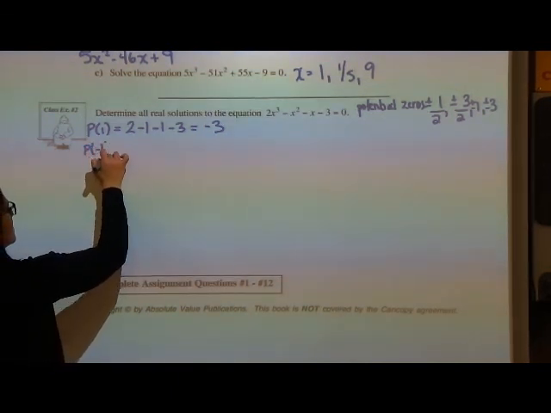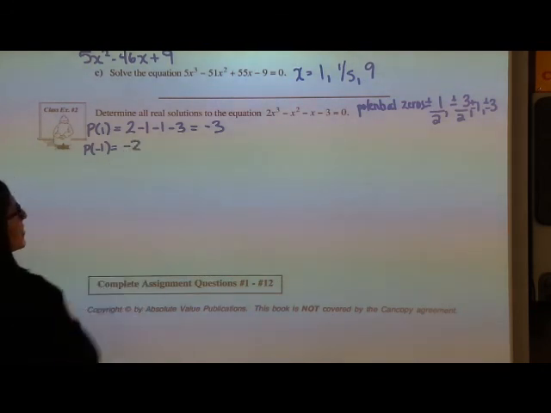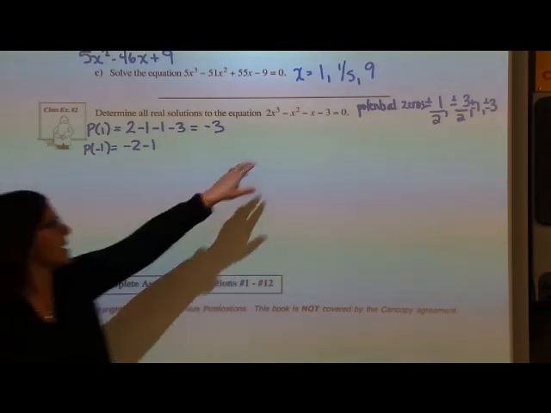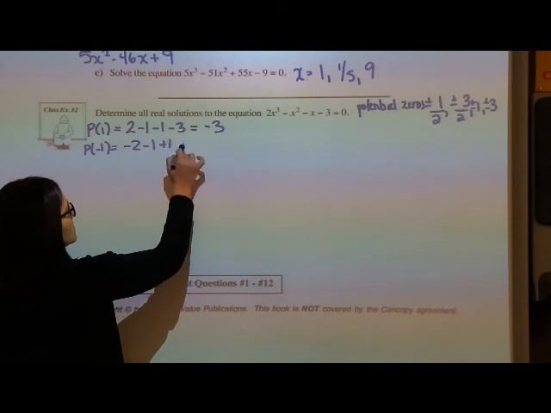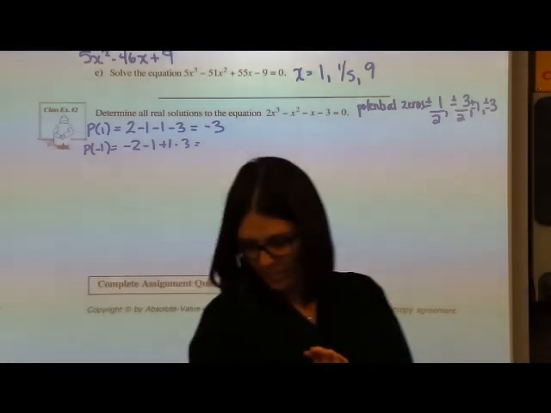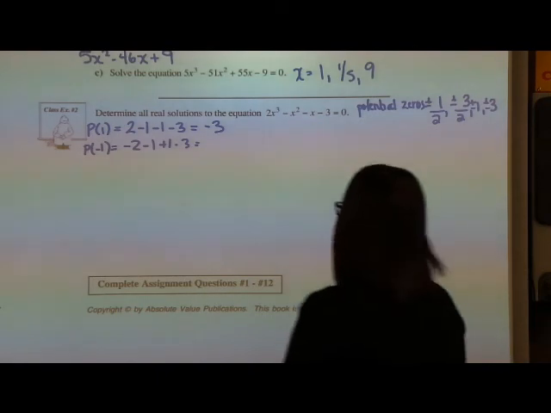So negative 1 cubed is negative 1 times 2, negative 2. Then I've got negative 1 squared, which would be positive 1. Negative of negative 1 would be a positive 1, minus 3. What do I get this time? Negative 5. Negative 5.